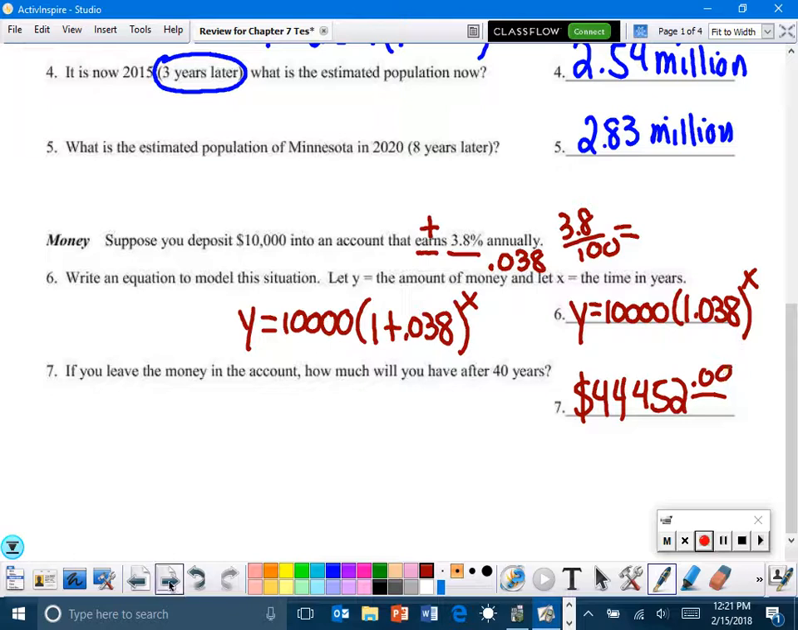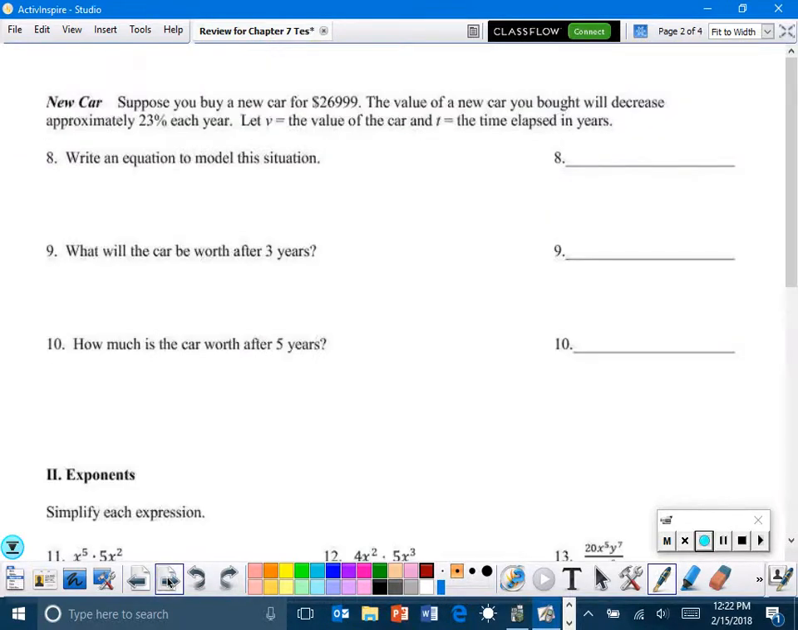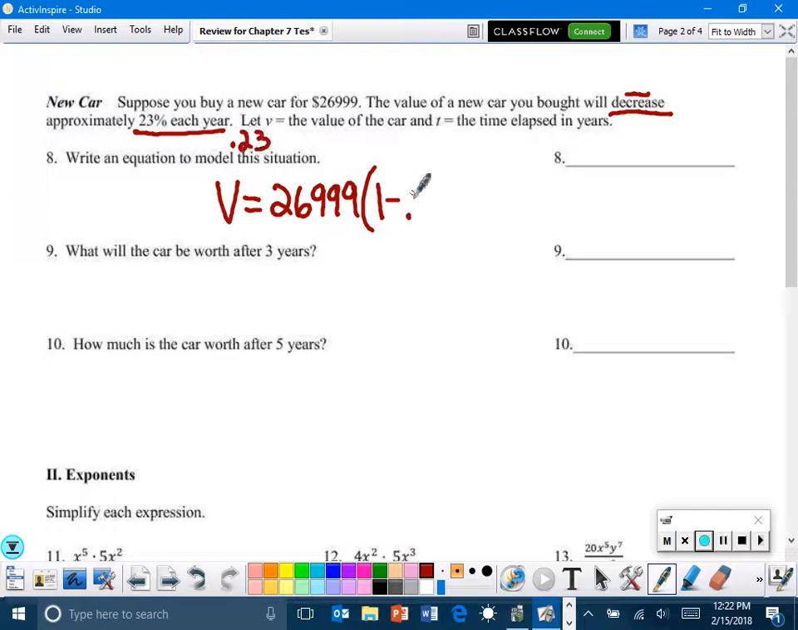All right, let's keep going. Next page. All right, suppose you buy a car that's worth $26,999. The value of the new car you bought will decrease approximately 23% each year. V is the value of the car, and T is the time that has elapsed in years. Write an equation. So the value of the car equals $26,999 times 1. Decrease means minus. The decimal for the percent is 0.23. And T is the exponent for time.